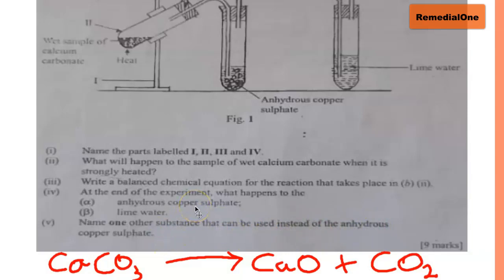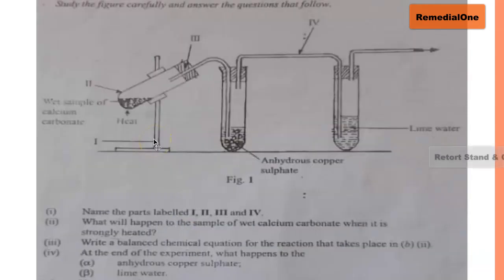So let's look at the solution. So I is a retort stand and a clamp. So we have a retort stand and a clamp, so that's the part labeled I. Then let's look at II. This is the part labeled II in this diagram, and this part represents a test tube. So II is a test tube.